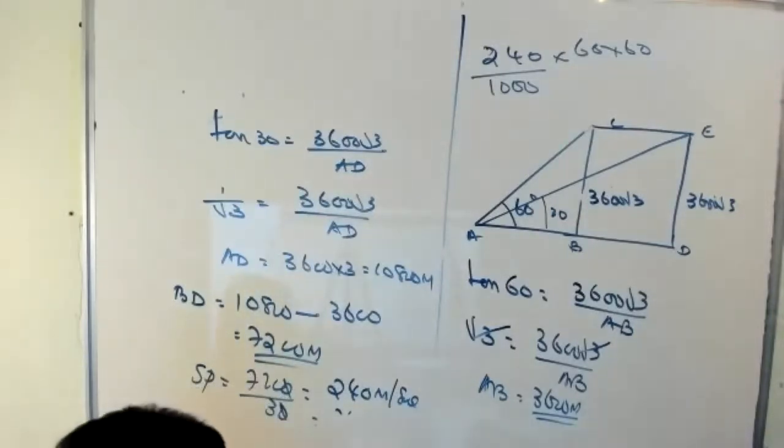Take root 3 value 1.732. Calculate it, and then tell me the answer. Take value 1.732.